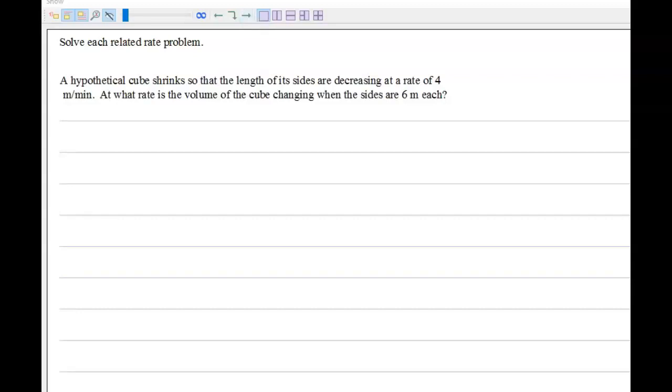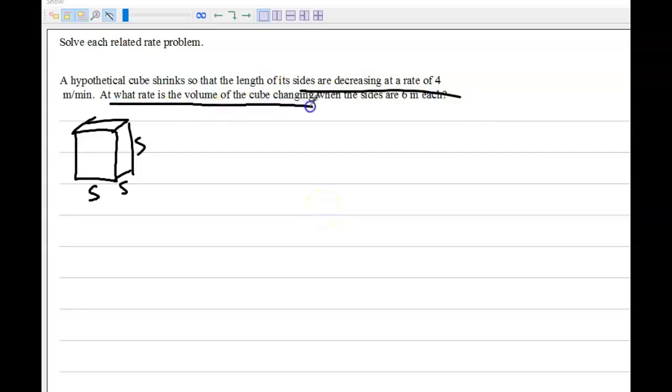Cubes. We got a cube that's shrinking. Cubes have all edges of the same length, so we'll call them s. It says the sides are decreasing at a rate of 4 meters per minute. And what is the rate of change of the volume when the sides are 6? So we're looking for, once again, the rate of change of the volume, and that's going to be in cubic meters per minute. Now, since this thing is decreasing, whatever the answer is, it needs to be negative in the end.